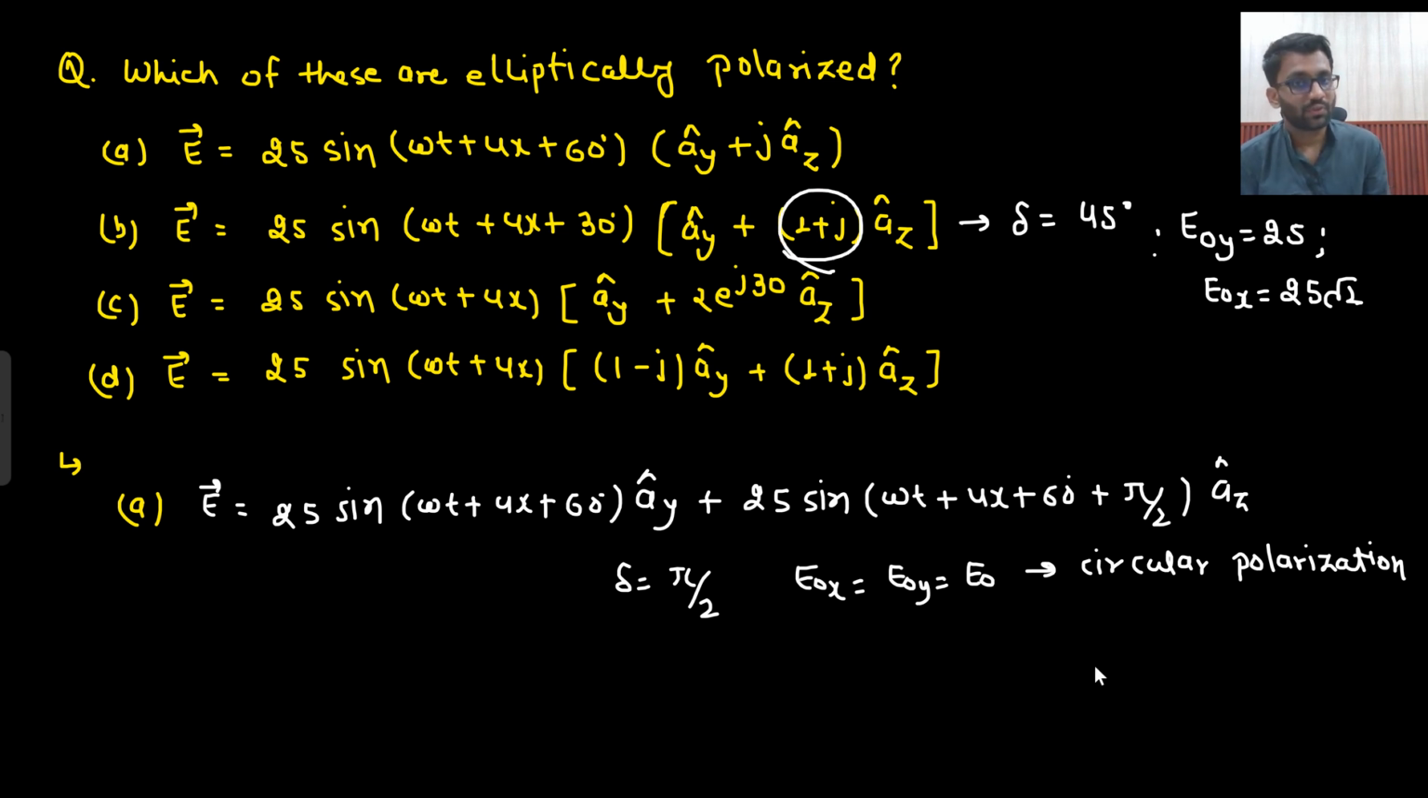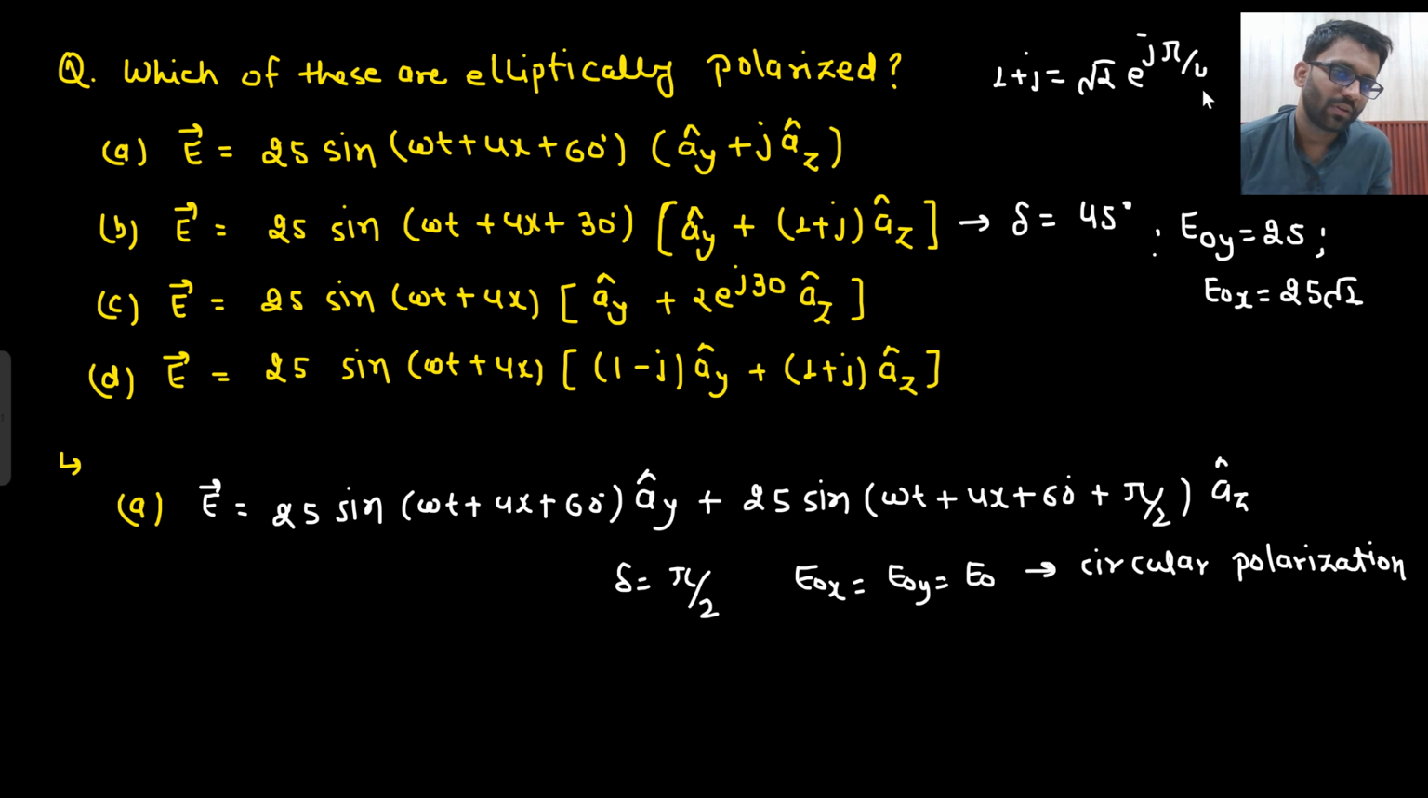Because of this. So 1 plus j is simply under root 2 with a phase shift of pi by 4. That's it. So phase shift of 45 degrees there. E naught y, that means y is having one amplitude, that is 25 only. So 25 into 1, and this is 25 into under root 2. So what kind of polarization is that? Elliptical. So this is correct.